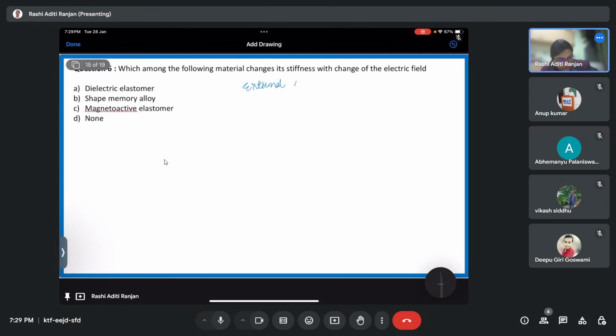External stimuli like electric field, magnetic field, light, or temperature, etc. are applied, right? So depending on that, we have different kinds of materials.